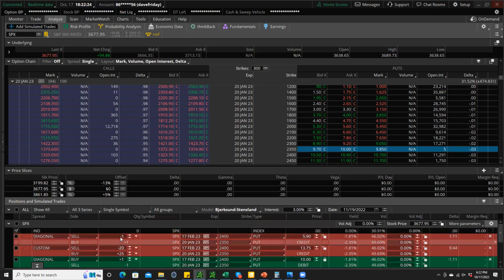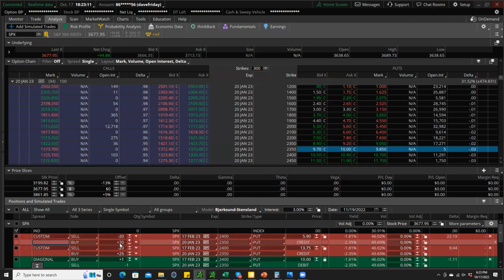Now we want to adjust the number. So the first thing I'm going to do is drop down this arrow, and I'm going to click on 20. So now I'm short 20, or selling 20, and buying 20, long 20. I'm going to go over here where it says diagonal. Diagonal means we have two different expirations and two different prices. That's what a diagonal is. If these were the same strikes, in other words, 2400 and 2400, then that's called a calendar. Okay, so this is a diagonal. I'm going to hit that drop down and make it custom, because we're going to adjust this slightly.